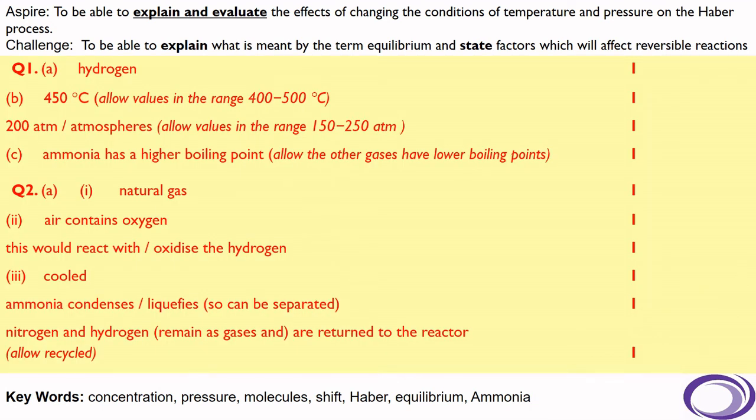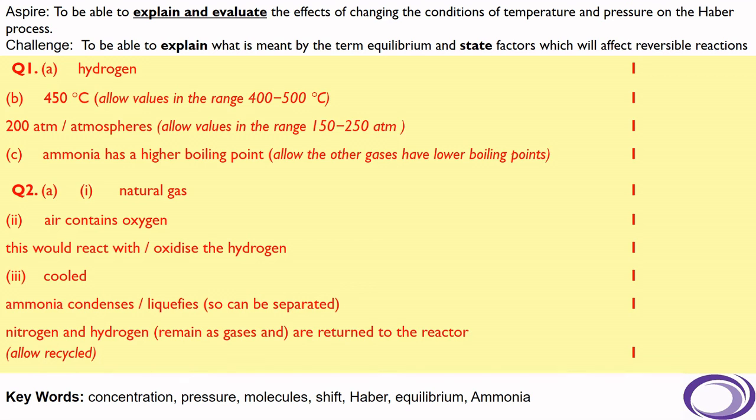Okay, so I've put the mark scheme on the screen even. The first part was hydrogen. That's what we make from methane. The conditions were 450 degrees C and 200 atmospheres. If you only put 450 and 200, you could have 1 mark. You had to have the units for the second mark. Ammonia has a higher boiling point than the other gases, or you could say that the other gases have lower boiling points. Then the source of methane is natural gas.